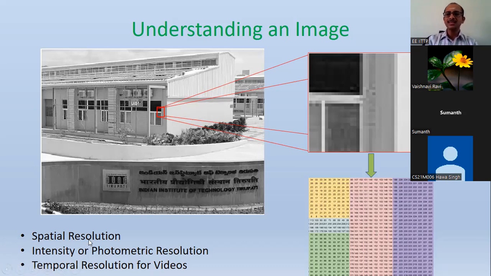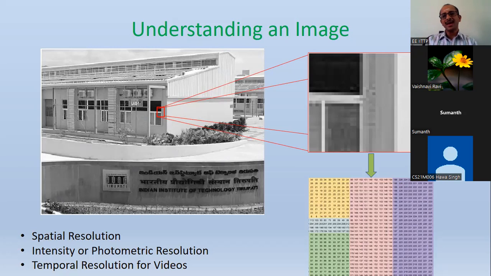Of course, this is in pixels, the spatial resolution is 1000 cross 1000, but the actual spatial resolution is how much space each pixel looks at. So for example, each pixel may look at a 1 mm cross 1 mm region in space, or it may look at 2 mm cross 2 mm, or 5 mm cross 5 mm. It depends upon how much region a pixel element looks at in space, which depends upon the camera resolution.